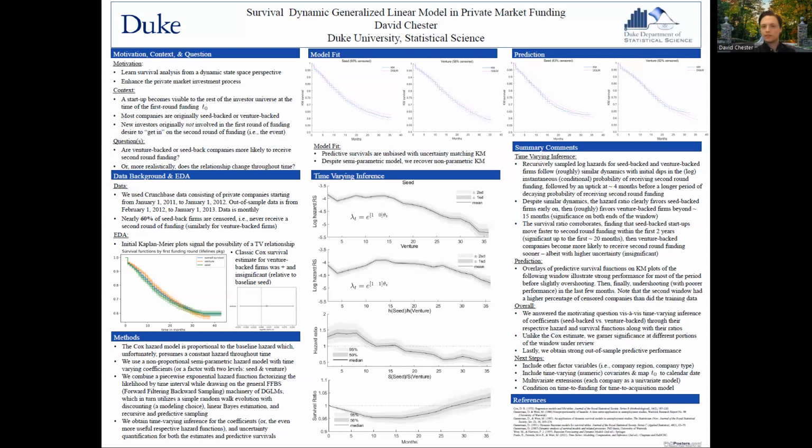We also know that nearly 60% of seed-backed and venture-backed firms never receive second round funding. Then preliminary EDA of the Kaplan-Meier plots indicate possible dynamic relationships as the survival plots cross circa 28 months. A standard Cox survival estimate provided a positive and insignificant estimate for venture-backed startups relative to the base level, i.e. relative to the seed-backed firms. And we find this analysis lacking in both significant outcomes and dynamic inference.